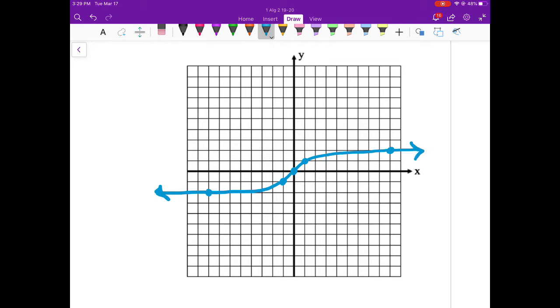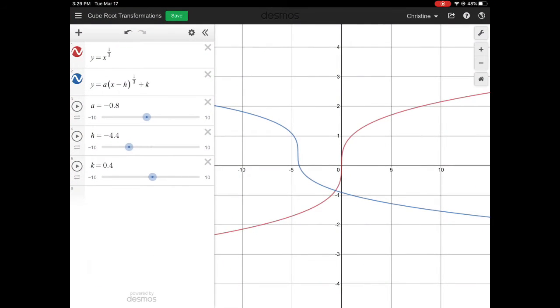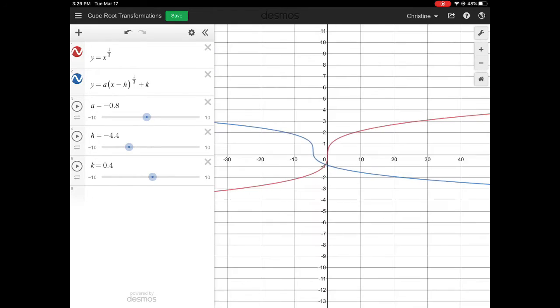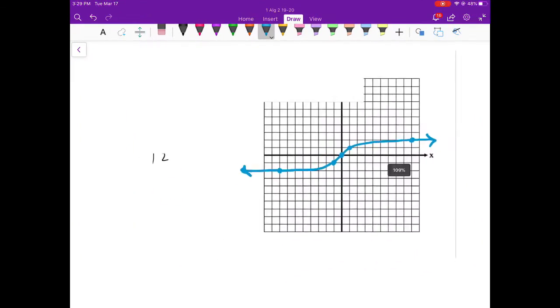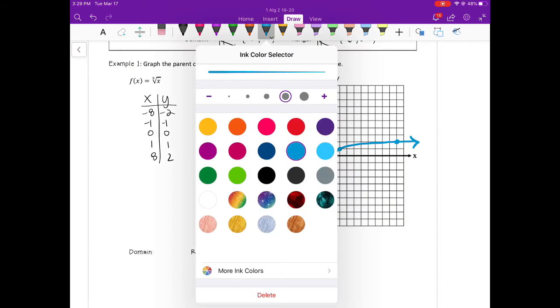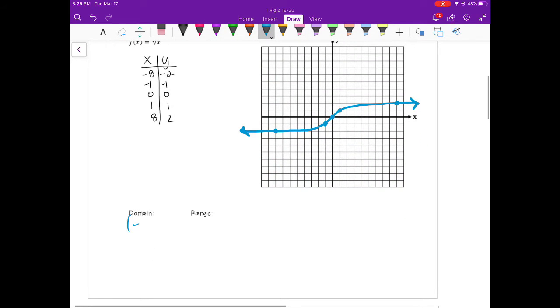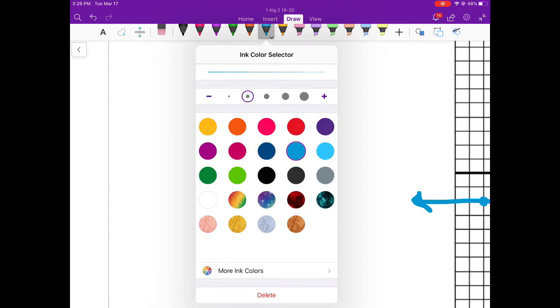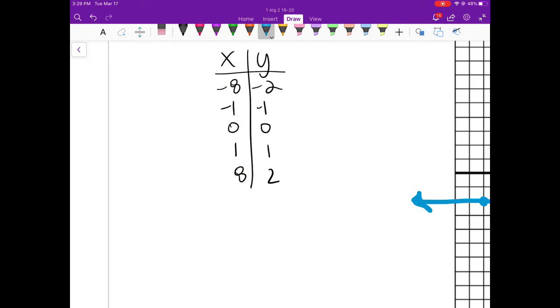It kind of looks like it does, but that's just because we're limited in how we can draw. But notice that it really does keep going up and up and up forever and ever. So here is our parent function. Our domain then is going to be all real numbers, and our range is going to be all real numbers. So these are the parent points that we need to memorize that we're going to transform from here.